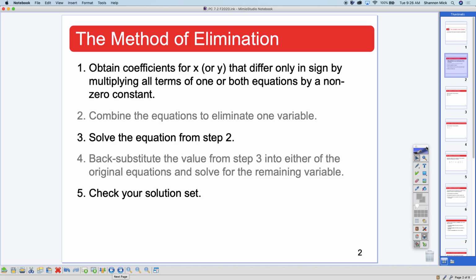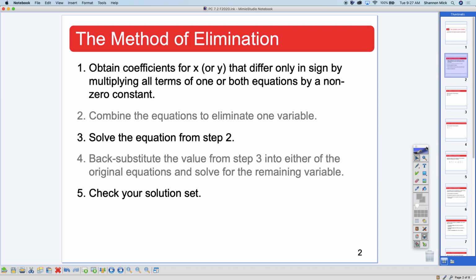First, you obtain coefficients for x or y that differ only in the signs by multiplying all terms of one or both equations by a non-zero constant. So I want to get a variable that will zero out. That's all that means. Sometimes I can just multiply by a negative. Sometimes it needs to be a 2. Sometimes it needs to be a negative 6. Sometimes I need to multiply both equations by something. Remember when we were getting common denominators the other day, we had 5 and 2? If we had to get x and we had a 5 and a 2, we'd need to multiply one by 2 and one by 5 to get 10. So the whole point is to eliminate.